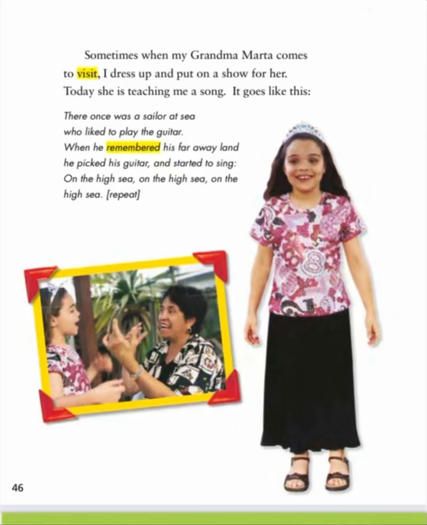Today, she's teaching me a song. It goes like this. There once was a sailor at the sea who liked to play the guitar. When he remembered his faraway land, he picked his guitar and started to sing. On the high sea, on the high sea, on the high sea.